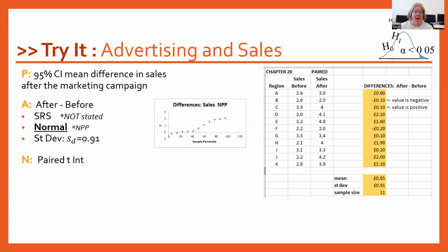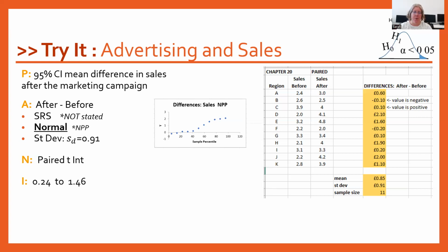The N is our paired t-interval. And then the endpoints I got here are 0.24 to 1.46. Okay, and if you didn't get those, don't worry. I'm going to show you how I got those in Excel once I get past the conclusion statement here.